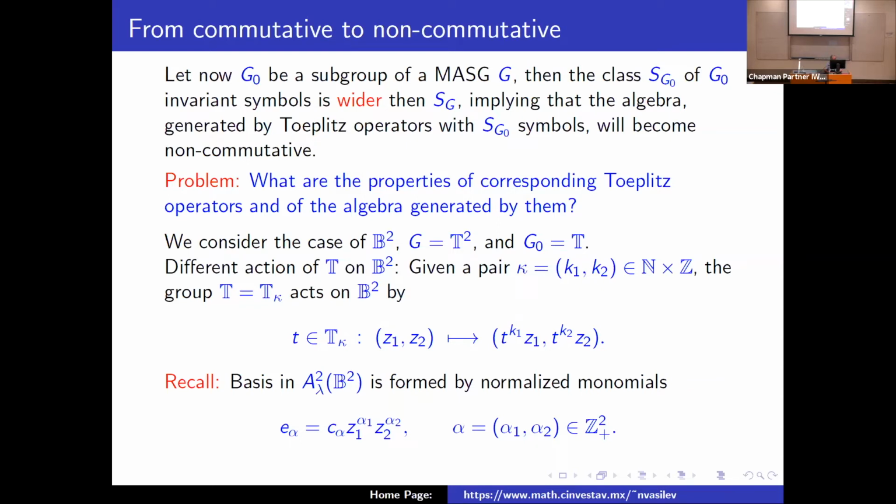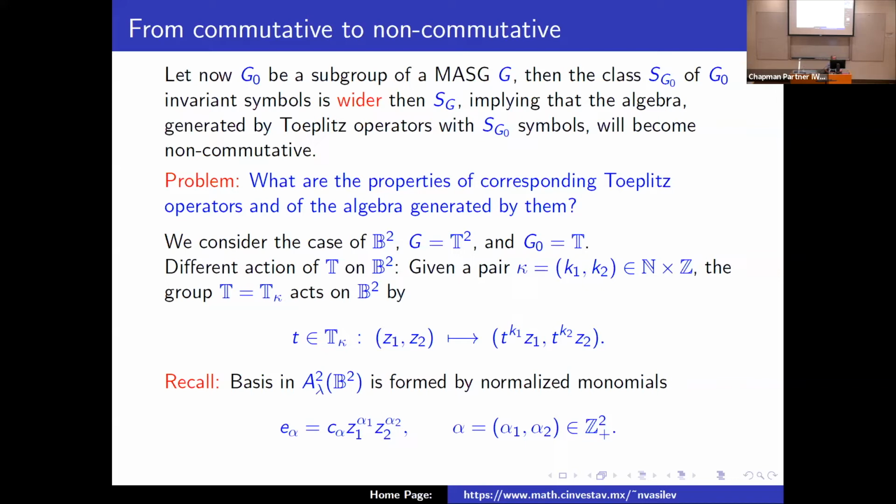Again, it's a difficult and challenging question, which we started to develop very recently. And what is known is basically this simple example. Two-dimensional case, the two-ball, the group is the two-dimensional torus, the subgroup is a one-dimensional torus. But the trick is that this one-dimensional torus may act quite differently.